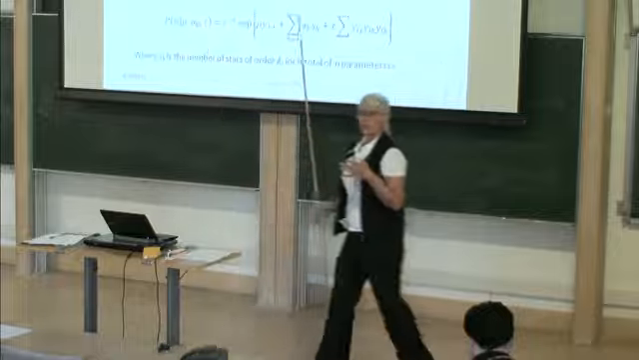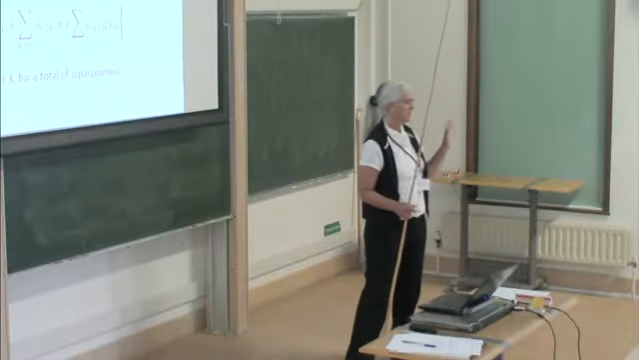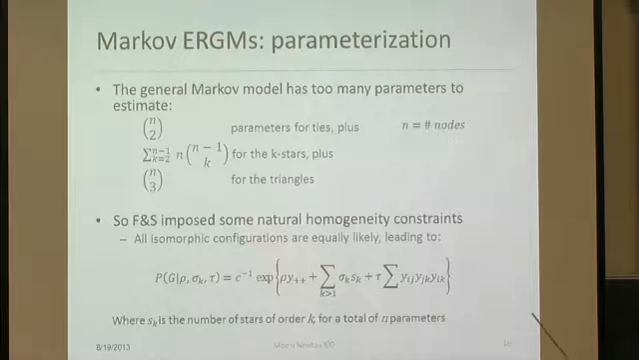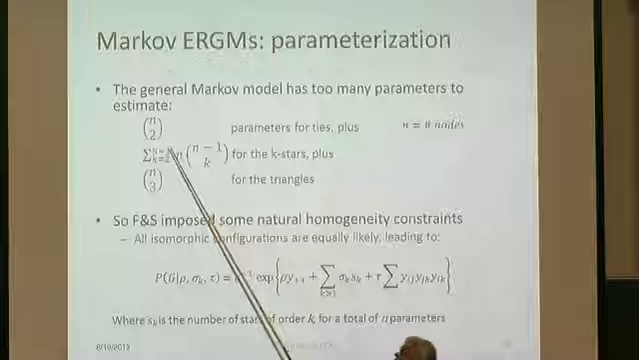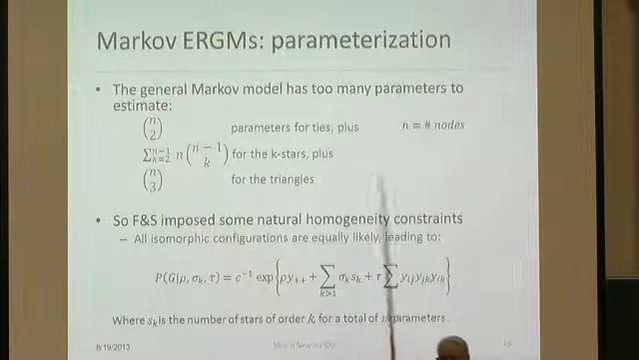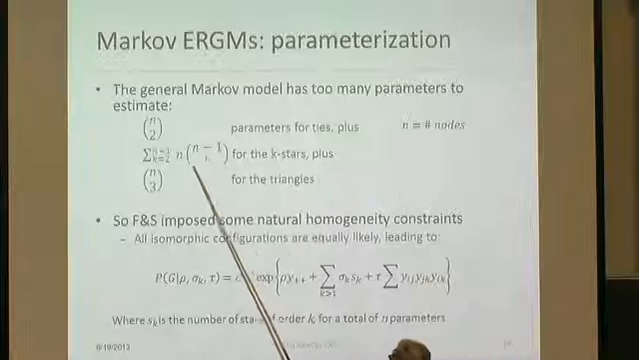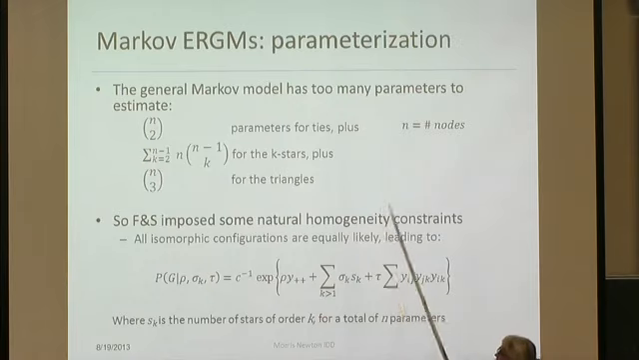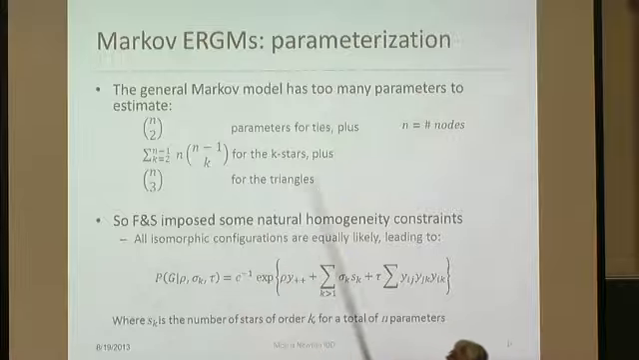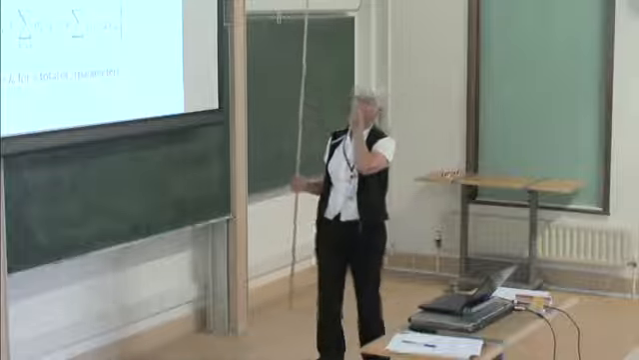So in its general form, we've said nothing about parameter homogenization yet. In its general form, the Markov model has way too many parameters to estimate. Because for ties, you have n choose 2 parameters. You haven't made any homogeneity constraints on these. For the k-stars, you've got n times n minus 1 choose k for each of the k-stars, right? So that's a lot of terms there. And then you've got n choose 3 possible triangles. Each one also possibly has a different theta. So that's a lot of parameters.